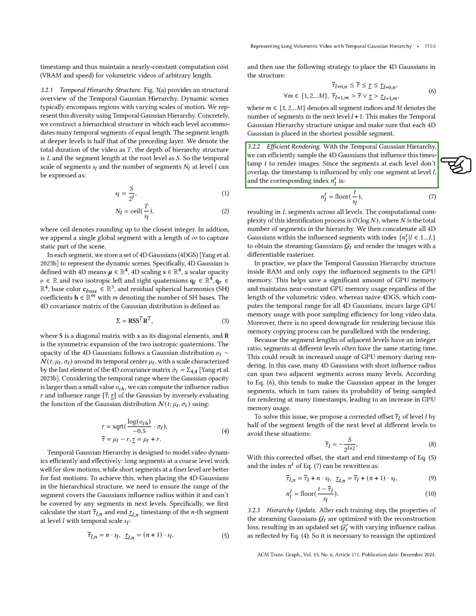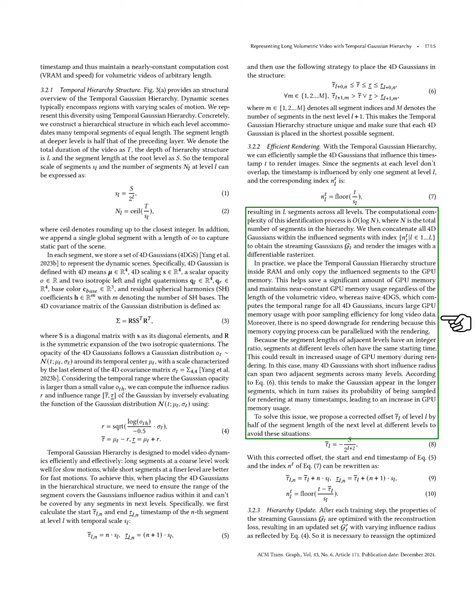Since segments at each level do not overlap, we only consider one segment at a given level, which simplifies the identification process. We then combine all relevant 4D Gaussians to render images using a differentiable rasterizer.